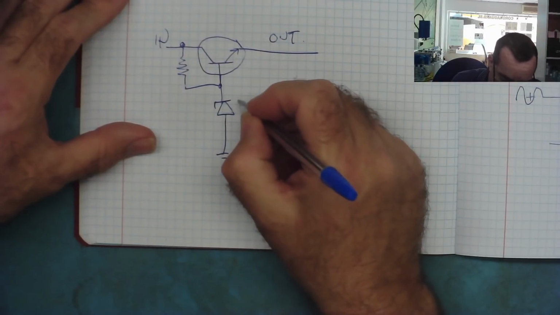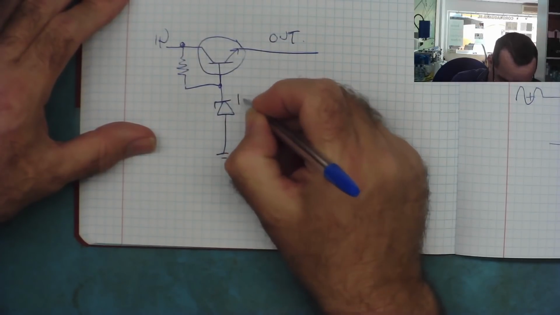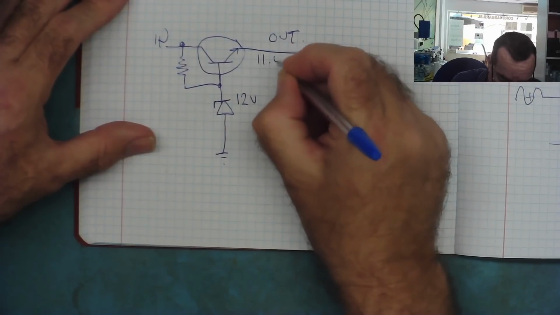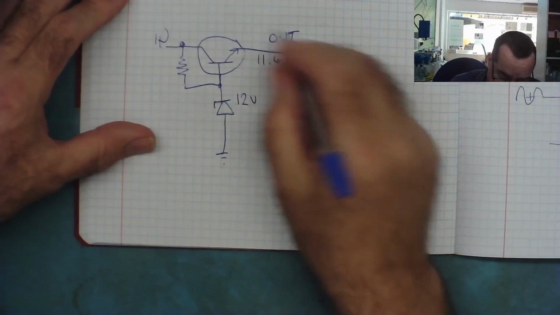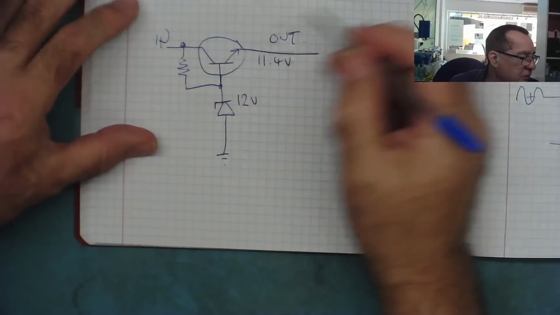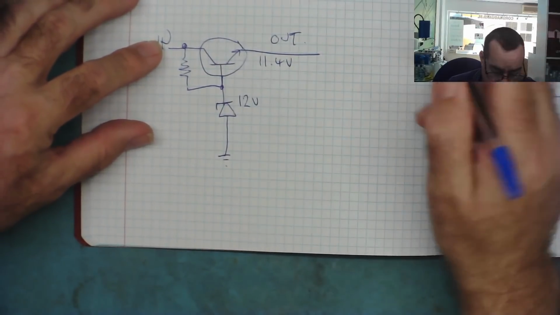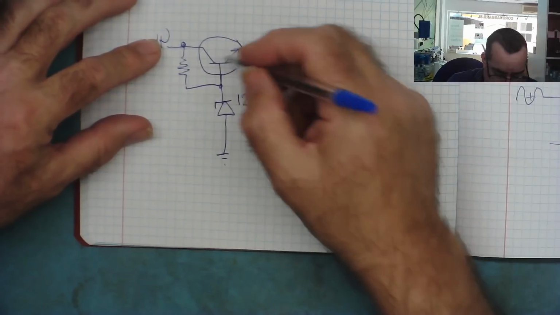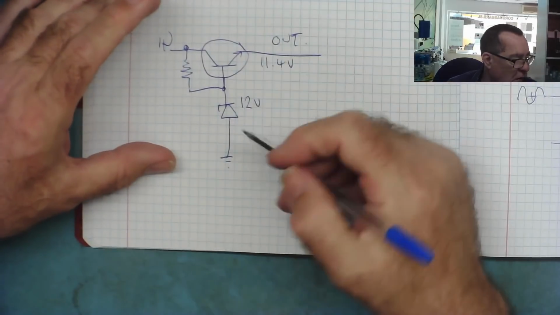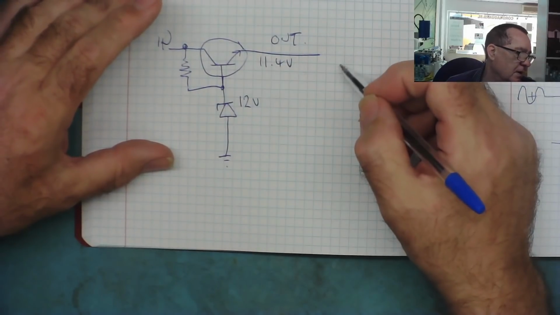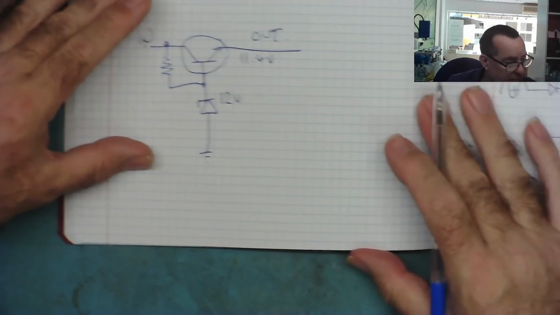So for instance, if here was a 12 volt Zener, coming out of this here would be about 11.4 volts. And that will be fixed regardless of what the input voltage is, as long as the input is more than 12. And we use it like this because the transistor can dissipate a lot more wattage than just the Zener. So this can give you a high current stabilized supply. So that's one of the main purposes.